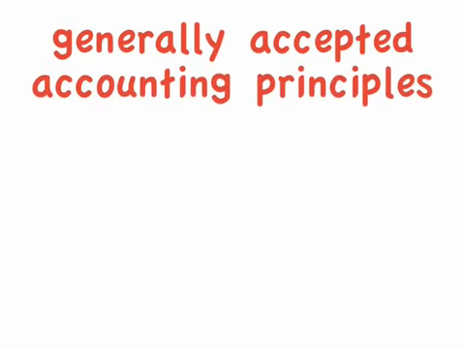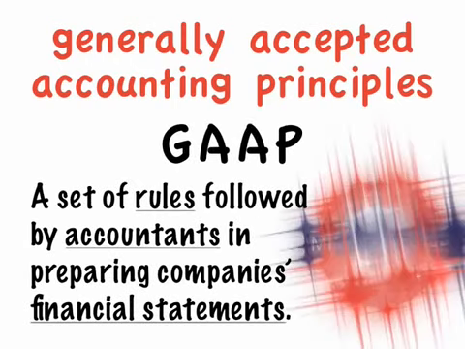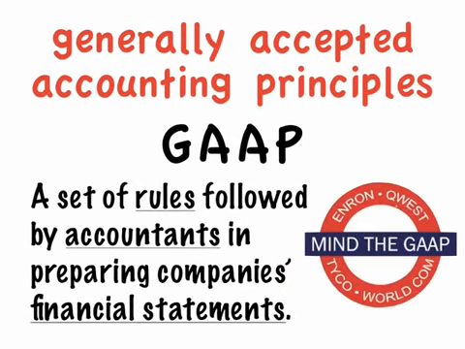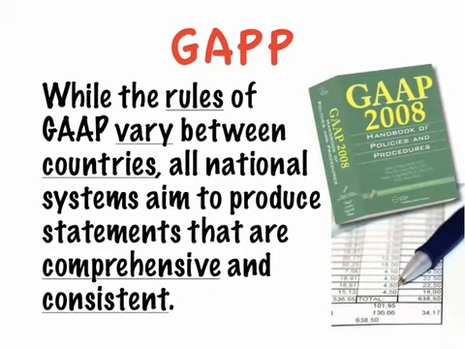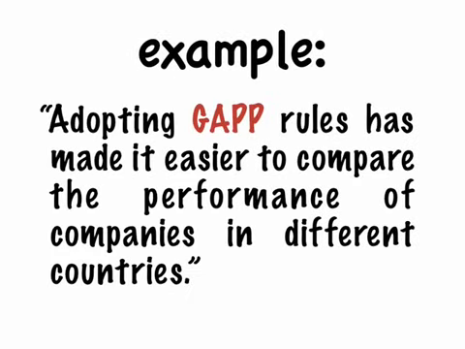Generally Accepted Accounting Principles. Often abbreviated to GAAP. The term Generally Accepted Accounting Principles, or GAAP, pronounced GAAP, refers to a set of rules followed by accountants in preparing companies' financial statements. While the rules of GAAP vary somewhat from one country to another, all national systems aim to produce accounting statements that are comprehensive and consistent. Adopting GAAP rules has made it easier to compare the performance of companies in different countries.